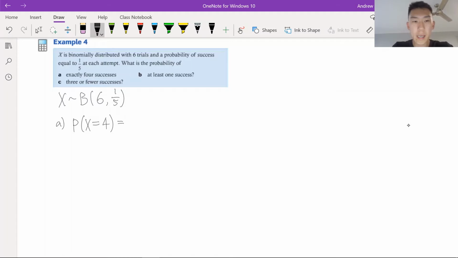Now, working out, I will just write the formula. It's nCr, so we have 6 trials, r is our number of successes, so 6C4, times p, the probability of success, to the power of the number of successes, times the probability of failure, which would be 4/5 in this case, because p and q, success plus failure, have to add to 1, to the number of failures. So if there's 4 successes out of 6 trials, there must be 2 failures. Now, we're going to approximate this to 4 decimal places.